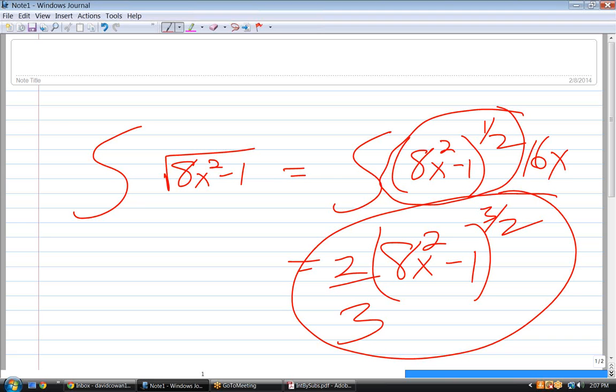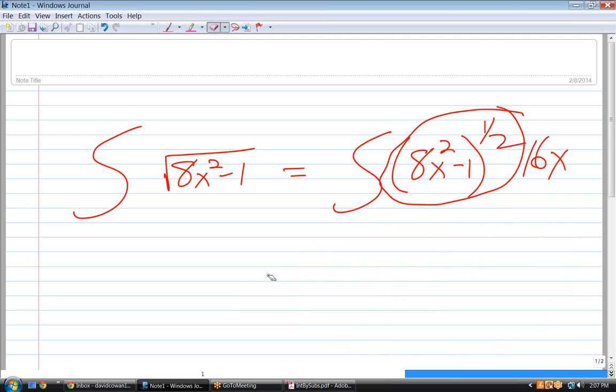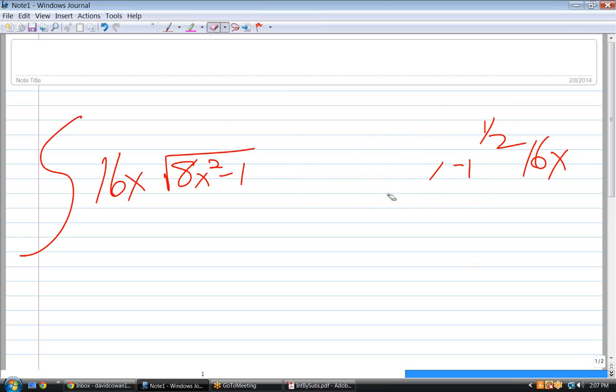Got it? Yeah. Okay. So, if I'm going to integrate something complicated like this, it would be extremely helpful if I had a 16x right there. Let me show you why. We're going to use something called U substitution.